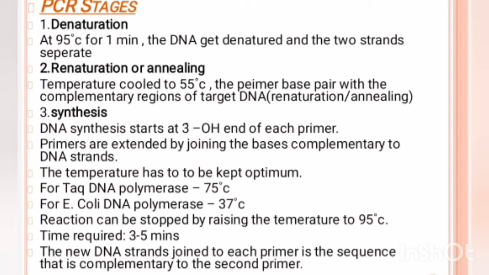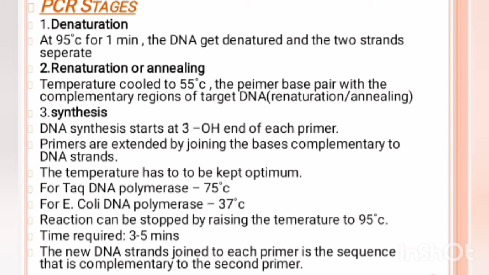Each duplex DNA formed in the first cycle entered to the several cycles. That is, the cycle is repeated several times. The basic reaction of PCR are same in all cycles. In each cycle, the number of duplex DNAs get doubled. That is, the number changes from 2 to 4, 4 to 8, then to 16, 32, 64, etc.